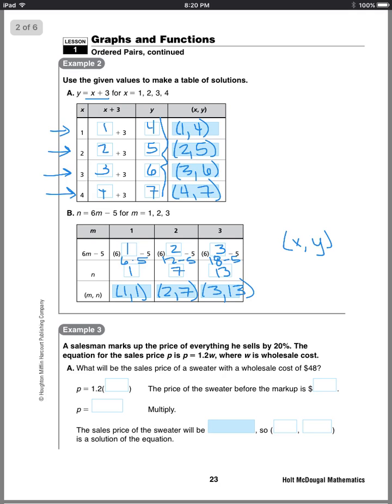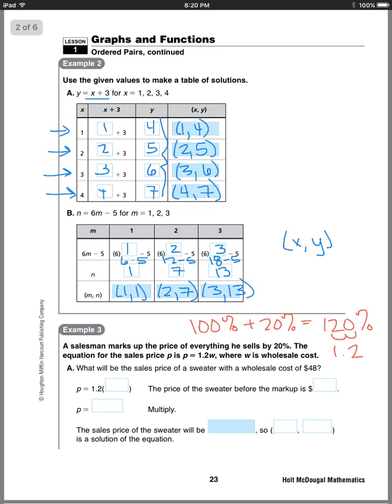The last problem on this page says, a salesman marks up the price of everything he sells by 20%, because that's what they do. The equation for the sales price is P equals 1.2 W, where W is the wholesale cost. How they got 1.2 W is because he charged you 100% plus 20. And 100 plus 20 is 120%, right? And we know when we change percent to decimals, we move the decimal to the left 2 places. So that's where they got 1.2.